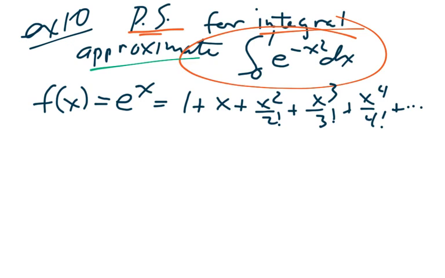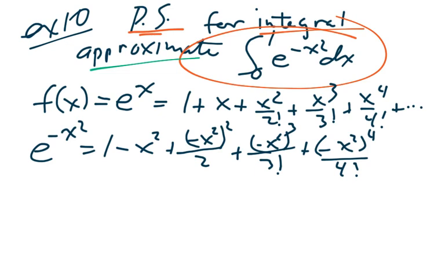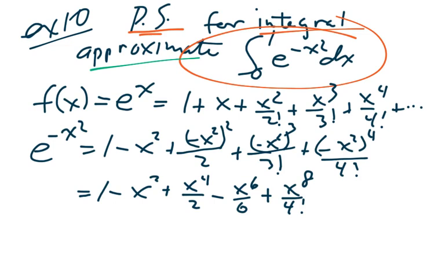So e to the negative x squared is 1 plus negative x squared, plus negative x squared squared over 2 factorial, plus negative x squared cubed over 3 factorial, plus negative x squared to the 4th over 4 factorial. And let's write out some of these terms. This is going to look like 1 minus x squared plus x to the 4th over 2 minus x to the 6th over 6 plus x to the 8th over 4 factorial. And remember, we're taking the integral of this.